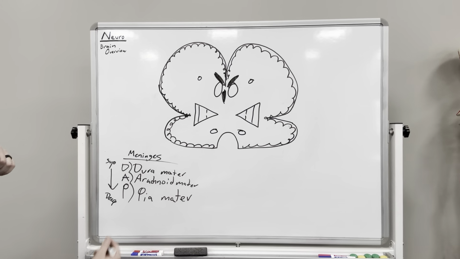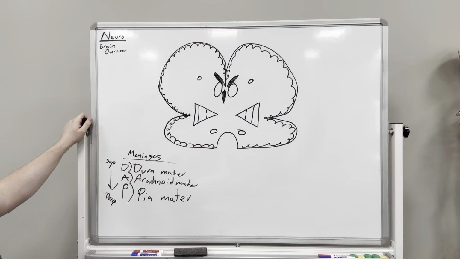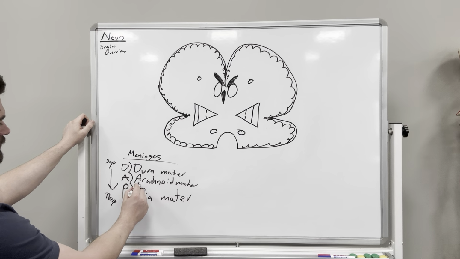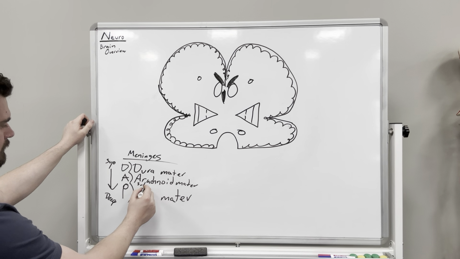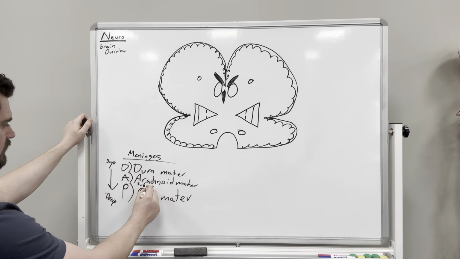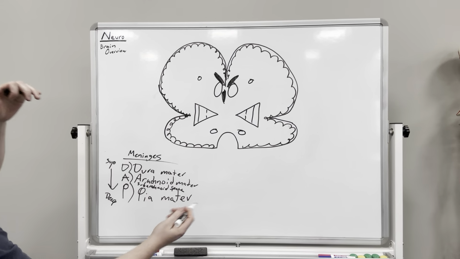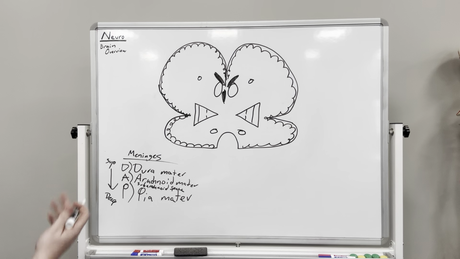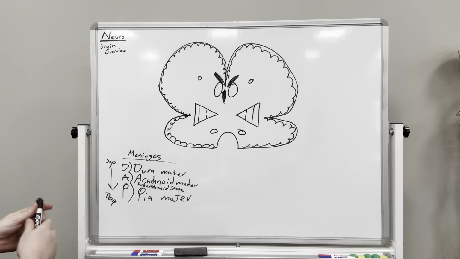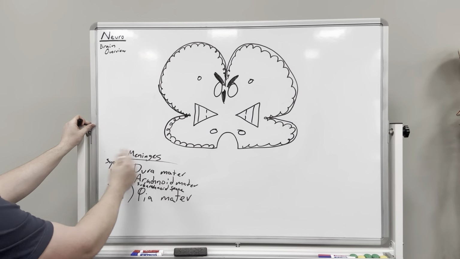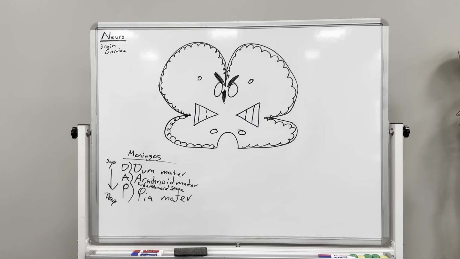And then that subarachnoid space that I was talking about, where do you think the subarachnoid space is? It would be right in between the arachnoid and the pia. That's where the cerebrospinal fluid flows through to nourish the outside of the brain. And then, of course, there's a bony covering superficial to the meninges. If we're talking about the brain, that would be the skull or the cranium. And if we're talking about the spinal cord, that would be the vertebra.